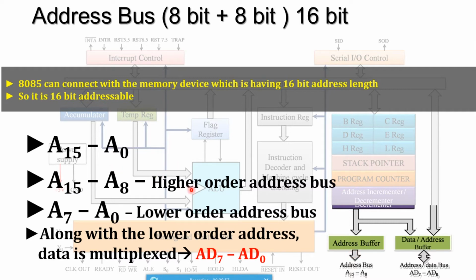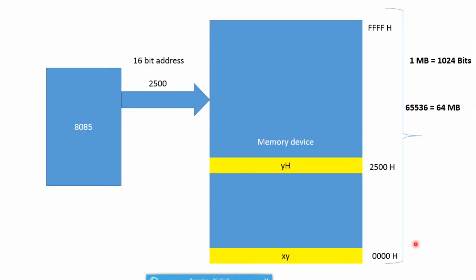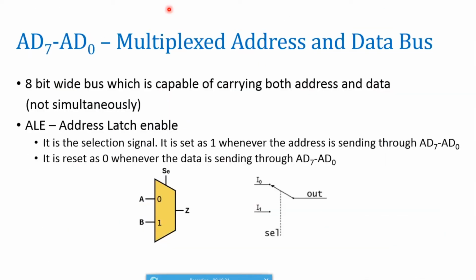The microprocessor has to understand which is address and which is data. Through this bus there will be data, like 25H, or an address. The microprocessor has to understand it. So there will be a signal called ALE, address latch enable, for this 8-bit wide bus which is capable of carrying both address and data.